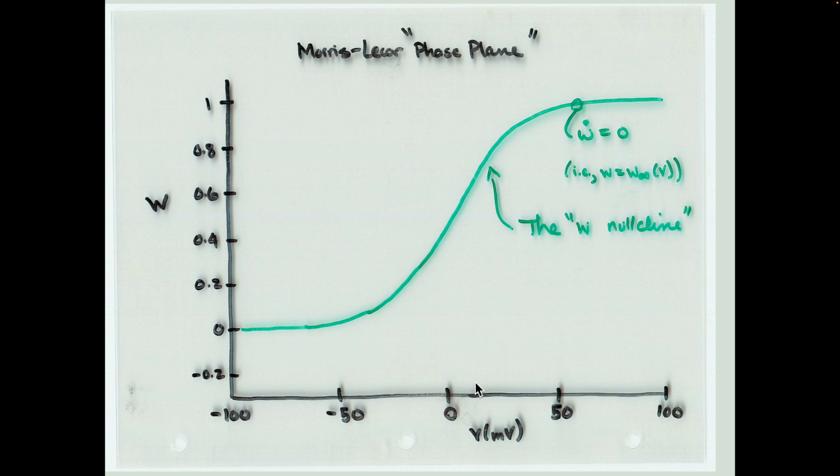So here it is. Here's W, V. This is our phase plane, and we can sketch out the W nullcline. It's equivalent to W infinity as a function of voltage. Anytime you're on this line, the rate of change of W is 0, and that means that we can only cross this nullcline in the horizontal direction.